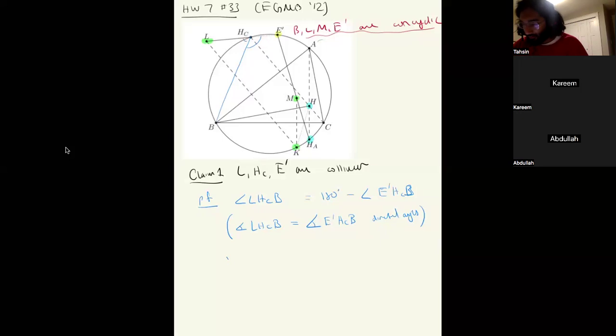And remember, these points all came from some reflection. So sometimes it's easier to reflect them and then calculate the angle.